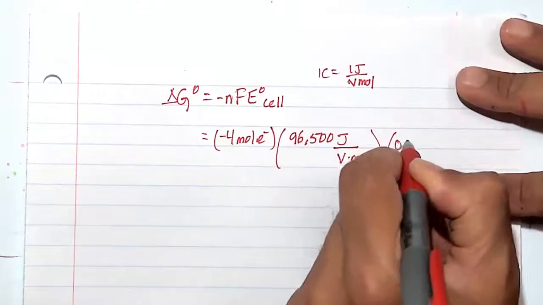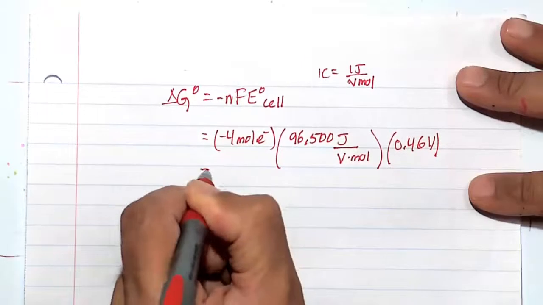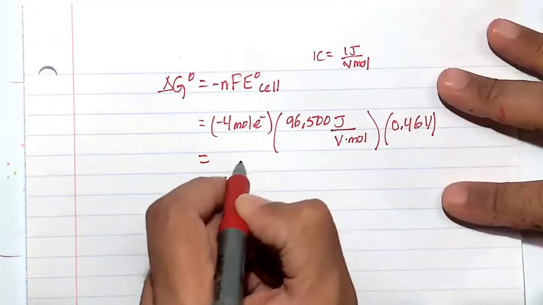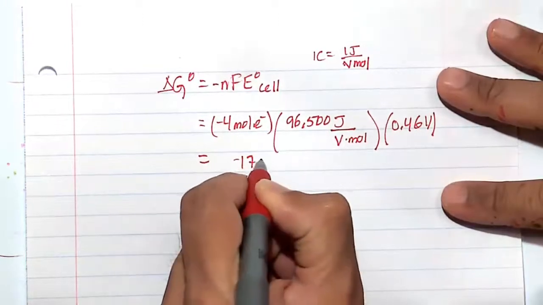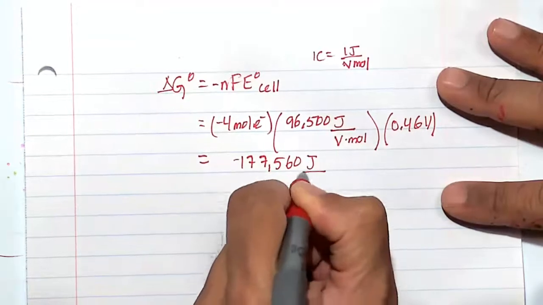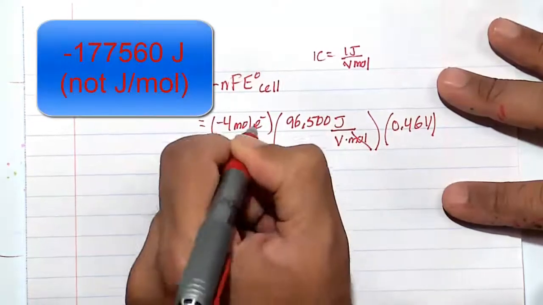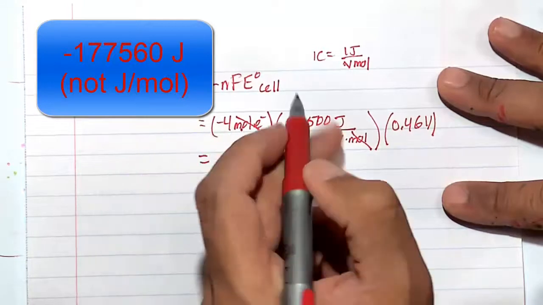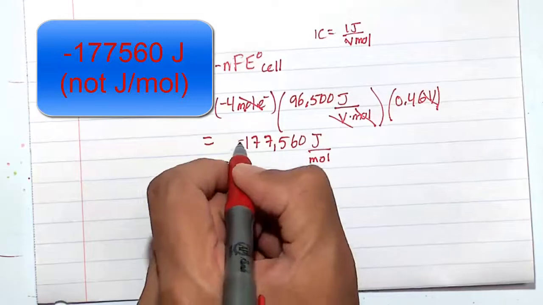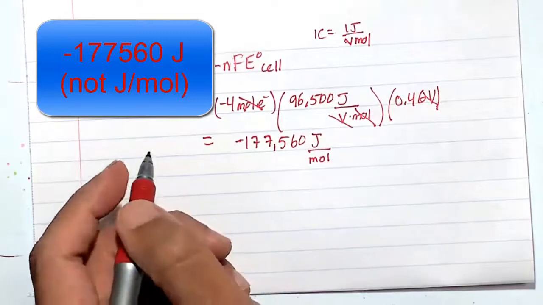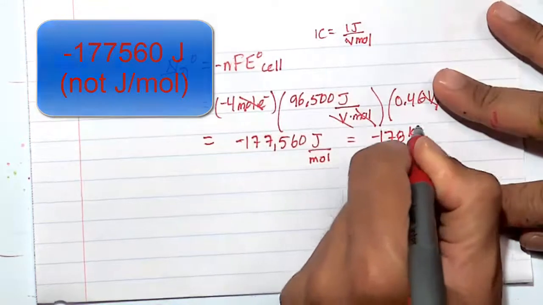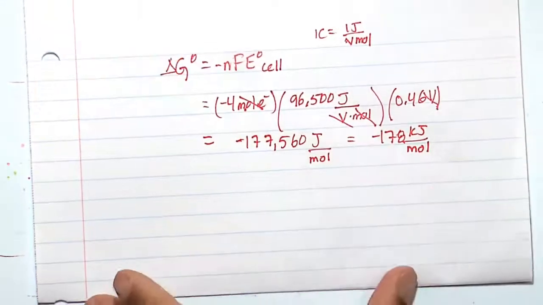A positive E cell tells us that this is a spontaneous reaction. So doing this in our calculator, we get about minus 177,560 joules per mole. It's exergonic via the minus sign. You can see the moles cancel. This is a moles of electron. Volt and volt cancel. So delta G naught is exergonic. The minus sign tells us that. Sometimes you can say minus 178 kilojoules per mole, but that'll be up to you.